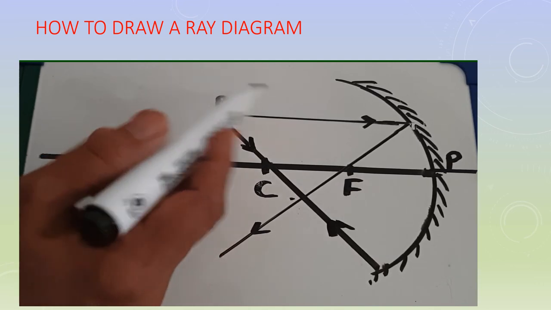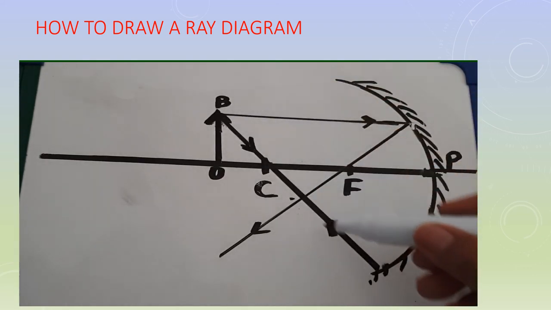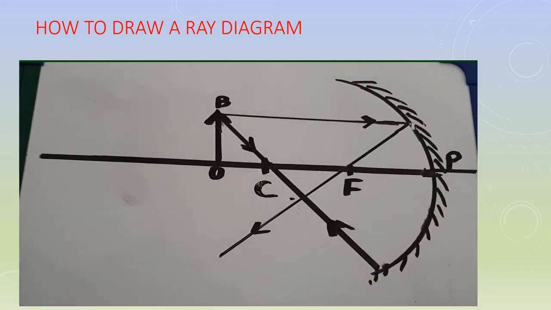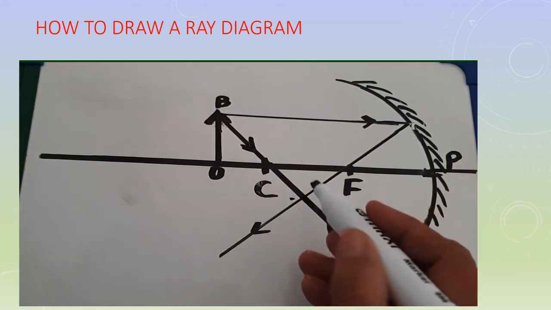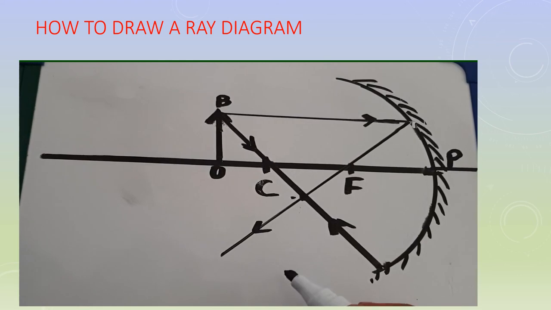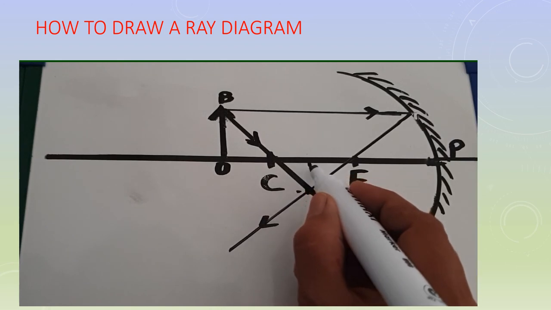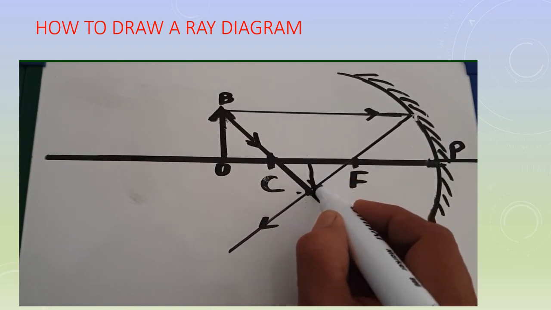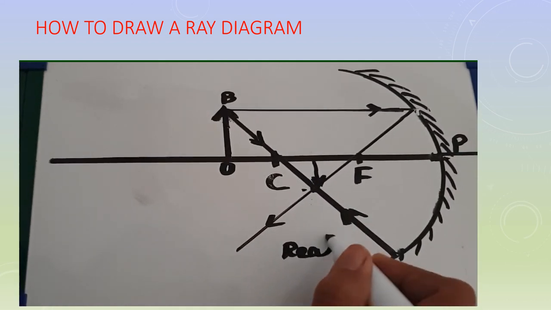Now see, from the object, two rays are coming. One is parallel to the principal axis, passing through the focus. Second ray passing through C will go back in the same direction after reflection from the mirror. Now where the two reflected rays are meeting, first ray passing through focus and the second ray passing through C, both are meeting at this point. At this point, the image will be formed. So since this point is coming below the principal axis, we can say the image will be inverted and they are really meeting, so it will be a real image. So image formed will be real because they are really meeting.